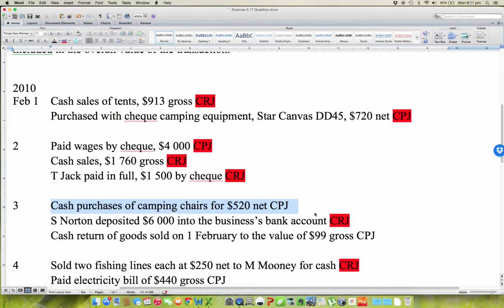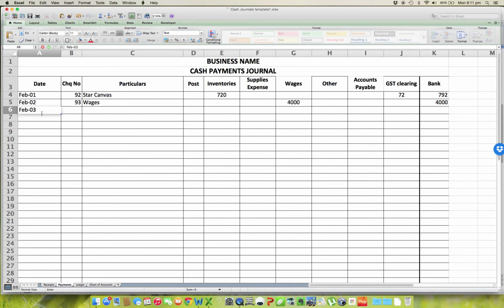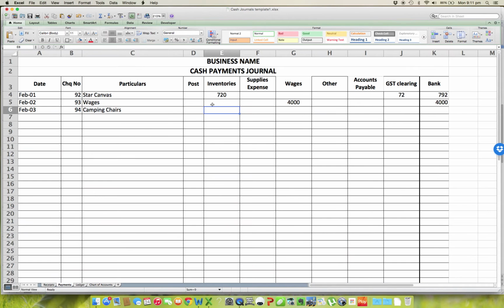Next transaction was February the 3rd. Next check number is 94. This one was for camping chairs, and these camping chairs are to be sold. The figure that they've given us, $520, is net again, which means we need to work out the GST on that. So I'll pop 520 in here. 10% of 520 is $52, and the total of those two goes into our bank column, so that's 572.